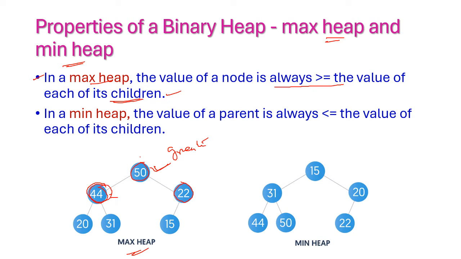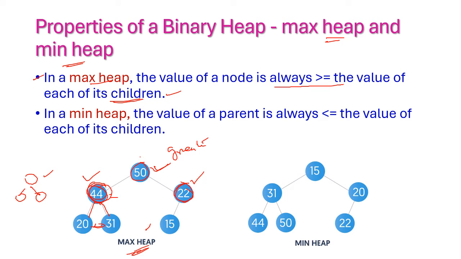And when we come to here, this node has two children, right? So when compared to these two values, the parent node should be greater. Like the same here. Okay. So this is called a max heap. Max heap means the parent value should be greater than its child value or children values.